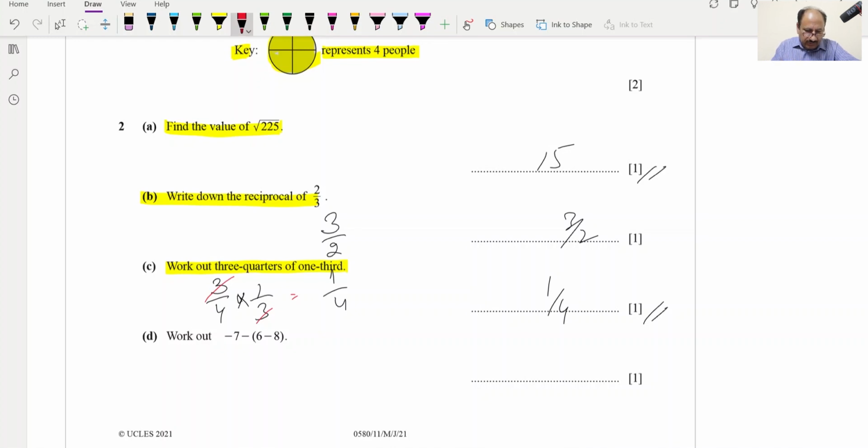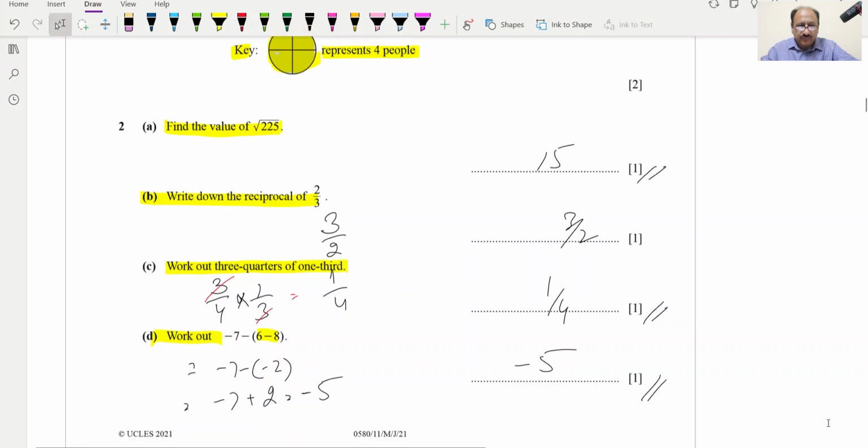And next they are saying work out. We have to solve this one. So 6 minus 8 we will solve in brackets first, so it will be minus 2, so minus 7 minus minus 2, so this will be minus 7 plus 2, which is equal to minus 5, so minus 5 will be final answer for this one.